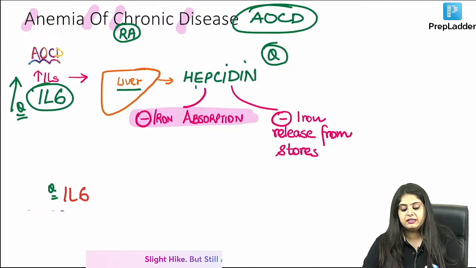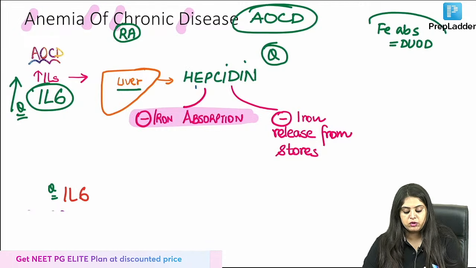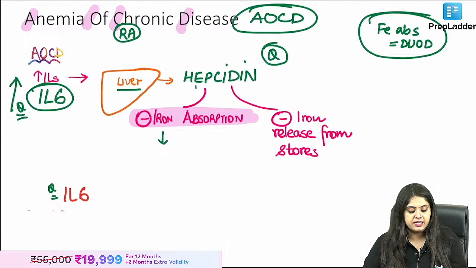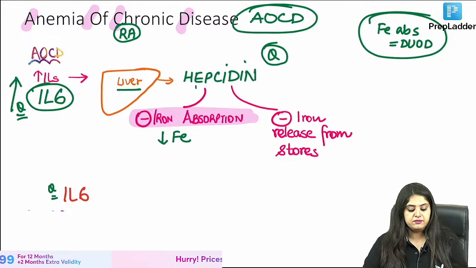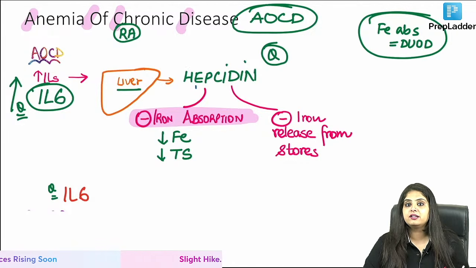I hope this is very obvious that the iron is going to get absorbed from the duodenum. I mean, such baby questions I'm not going into. So iron will now not get absorbed from the duodenum, which means the iron levels will go down. If iron levels go down, then the transferrin saturation is also going to go down. I mean, that is also obvious.